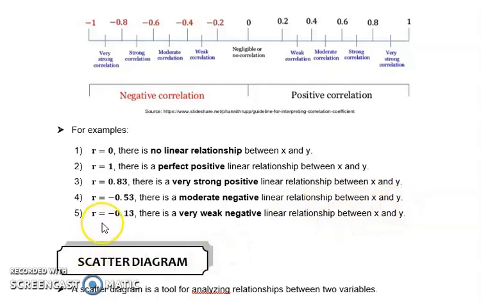If R equal to negative 0.13, there is a very weak negative relationship between x and y. If you just put there is a weak negative linear relationship between x and y also, should be no problem. So the most important thing is either it is weak, moderate or strong.